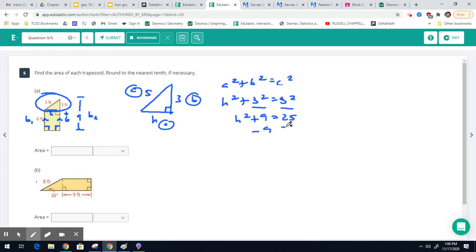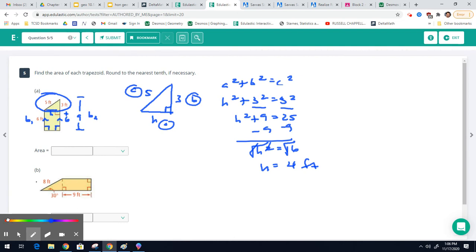Let's subtract 9. h squared equals 16. And now let's take the square root because that undoes the squared. h comes out by itself. You do get 2 answers, plus 4 and minus 4, but we only keep the positive 4. That is your height, 4 feet.